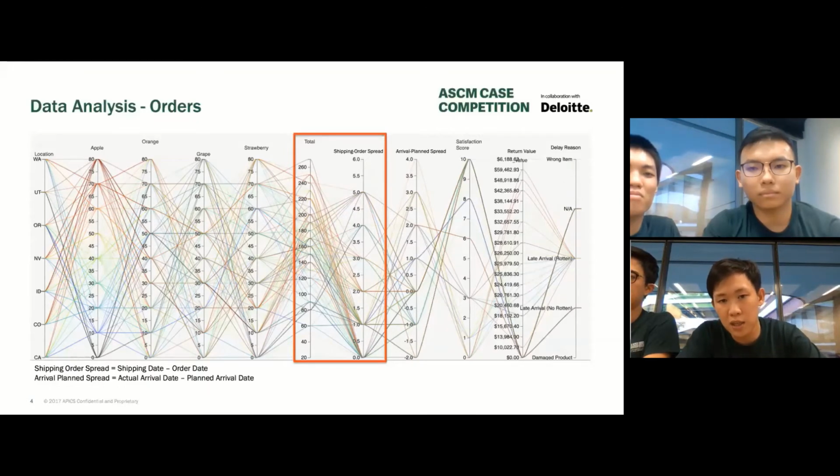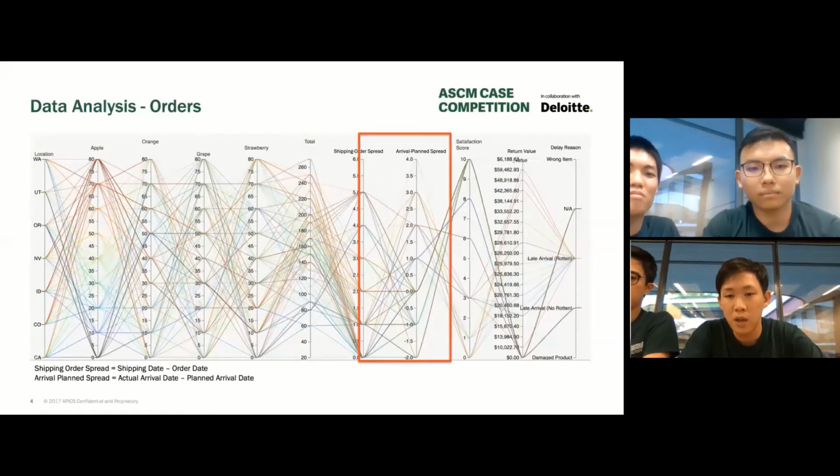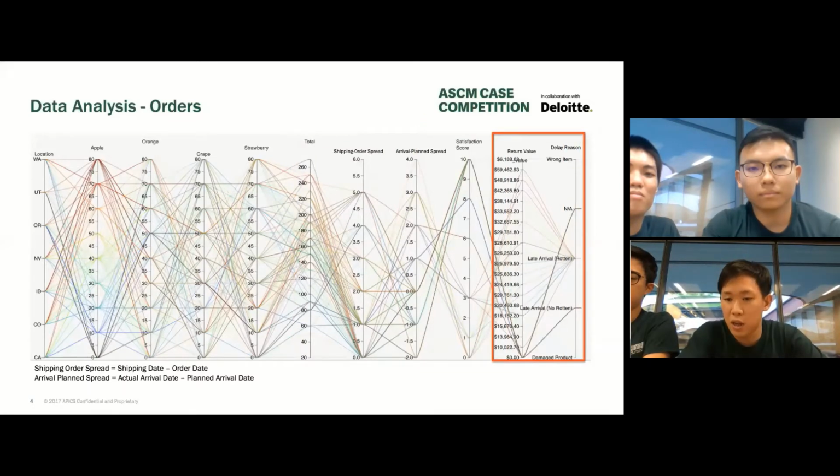As you can see from the center of the screen, boxed up in red is the relationship between the total weight and the shipping order spread, which is defined at the bottom of the screen. So as you can see, the higher the total load, interestingly, the spread of the shipping and order dates is lower. So this could pinpoint certain trends or issues with the supply chain.